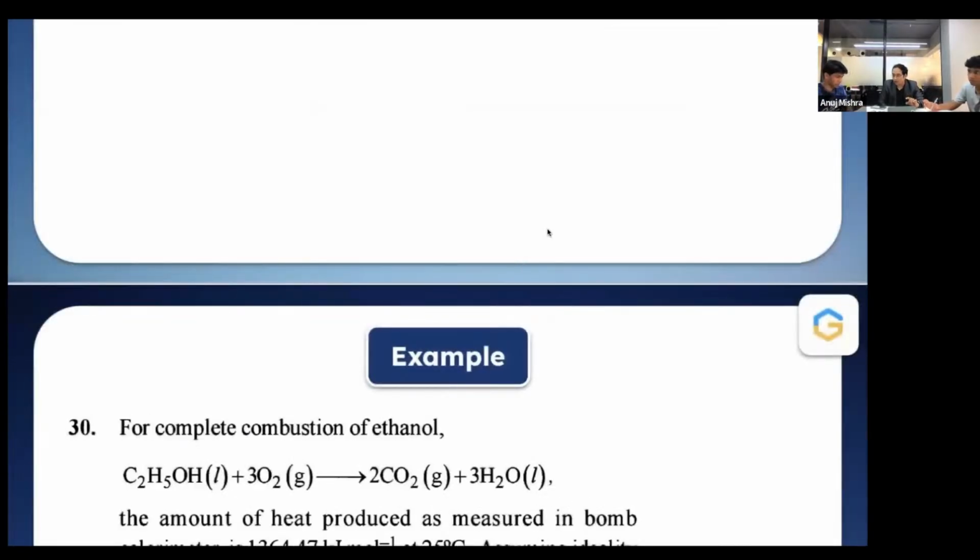So the last question you missed. Last question, work done is 0, Q is 0, so delta U is 0. Delta U is 0 means? Zero.